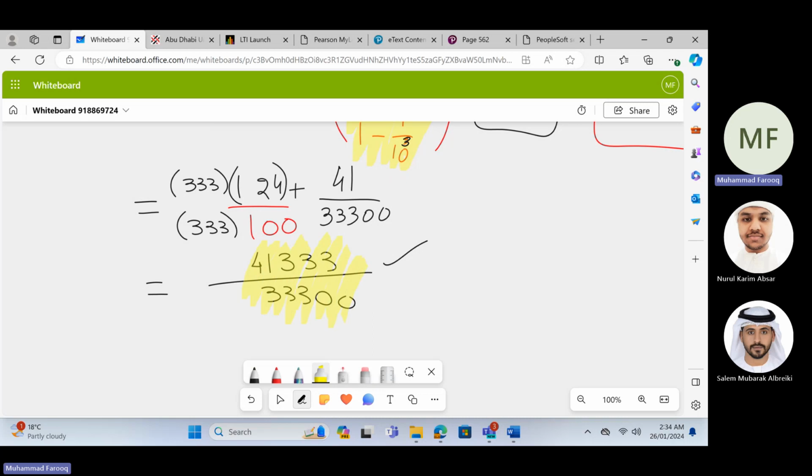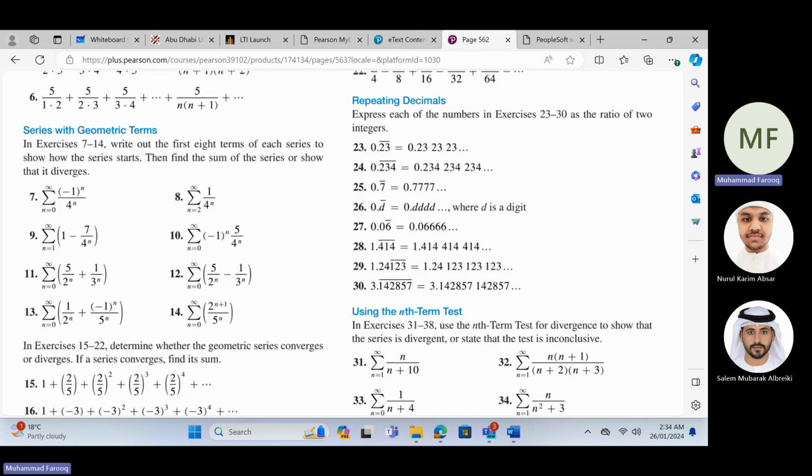I hope you get the idea how to answer this question. Clear? Yes. Actually, this is one of the applications, I mean, how you can use geometric series to solve these problems. The problem is that you have repeated decimals, and we need them as a fraction. So we use geometric series here.